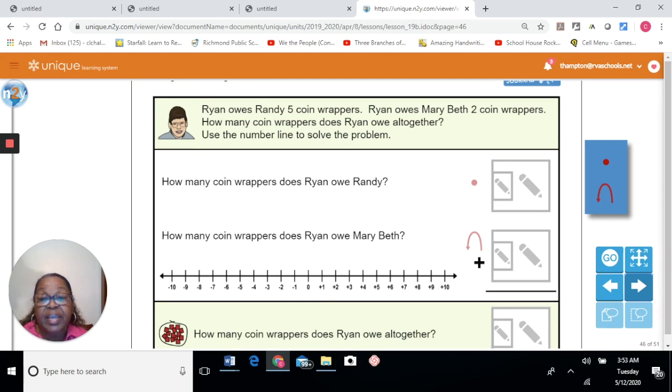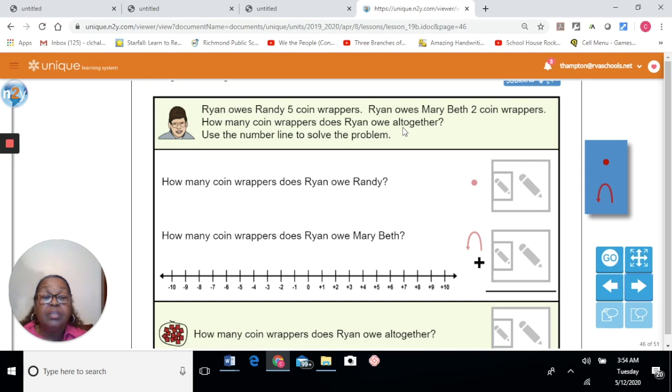Ryan owes Randy 5 corn wrappers. He owes Randy 5 corn wrappers. Can someone tell me quickly, if you owe someone, is that a positive or is it a negative? Yeah, it's right. It's a negative. All right. So here it says Ryan owes Randy 5 corn wrappers, and Ryan owes Mary Beth 2 corn wrappers. How many corn wrappers does Ryan owe altogether?